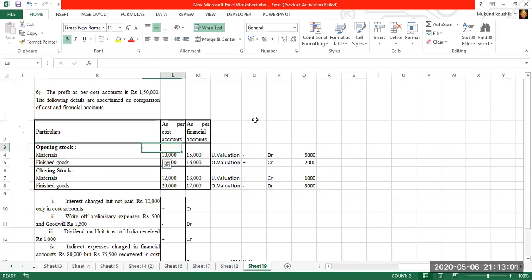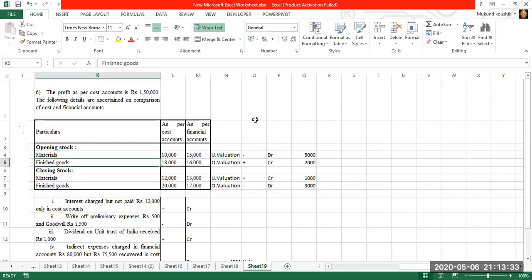They have given opening stock. So opening stock of material as per cost accounting they have given us 10,000. As per financial accounting they have given us 15,000. Now we have to compare the both. So in which is the amount more? It is more in financial accounts. That means compared to cost accounting, the amount of opening stock is more in financial accounts. That means it is undervaluation, because if cost accounting is lesser than financial accounts, that means it is undervaluation of opening stock. So whenever we have undervaluation of opening stock, what are we supposed to do? We have to subtract that one.